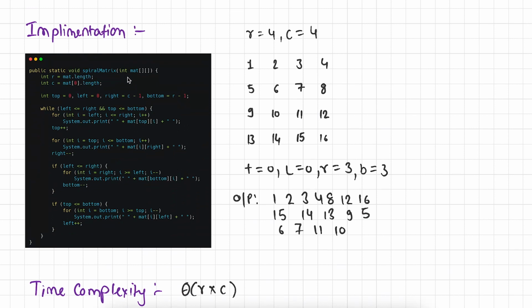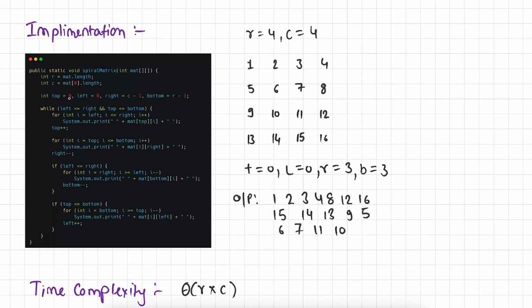This function takes matrix as input. In the first statement we are getting length of row and length of column. In this example both are same: R is equal to 4 and C is also equal to 4. Correct? Moving on. Then we are initializing 4 variables: top, left, right and bottom.